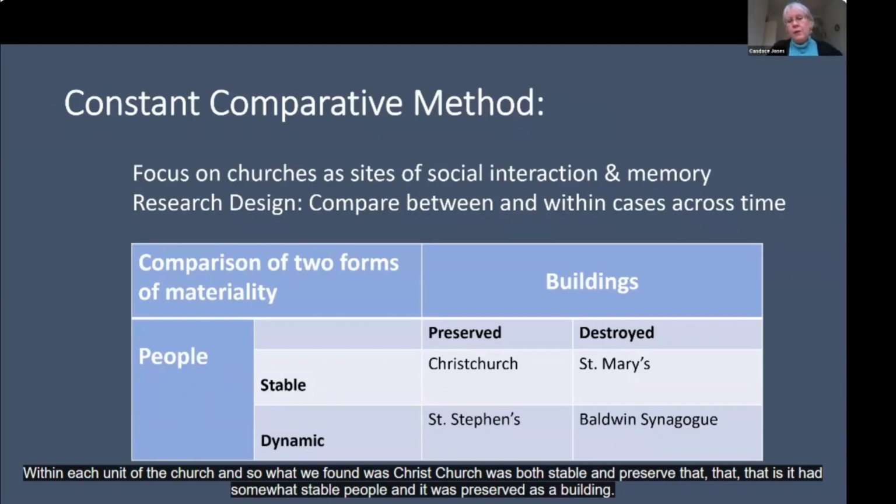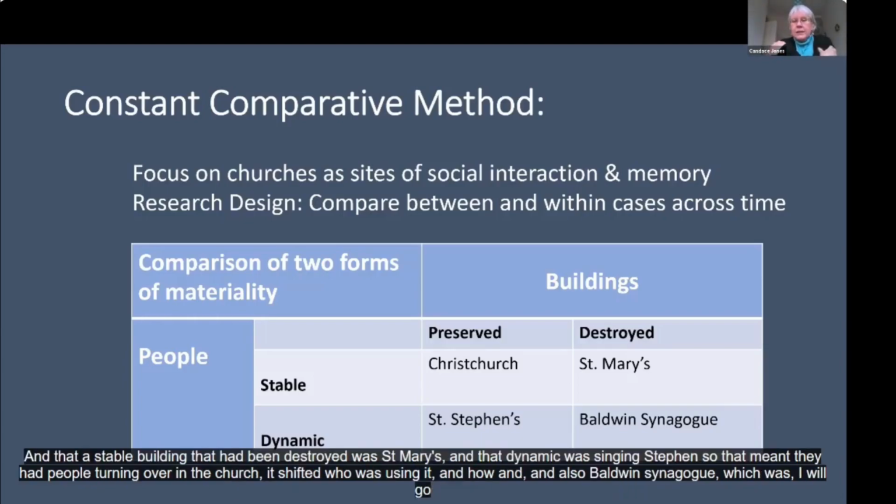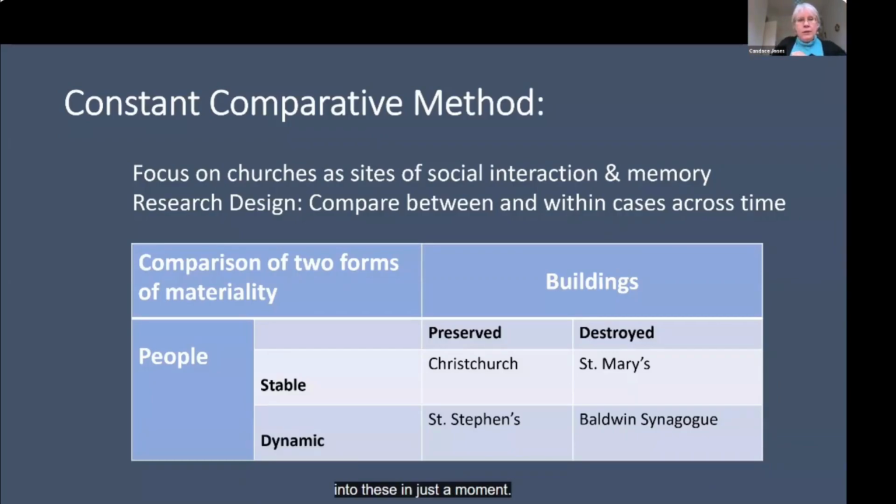And so what we found was Christ Church was both stable and preserved. That is, it had somewhat stable people and it was preserved as a building. And a stable building that had been destroyed was St. Mary's. And that dynamic was St. Stephen's. So that meant they had people turning over in the church. It shifted who was using it and how. And also Baldwin Synagogue, which I will go into in just a moment.